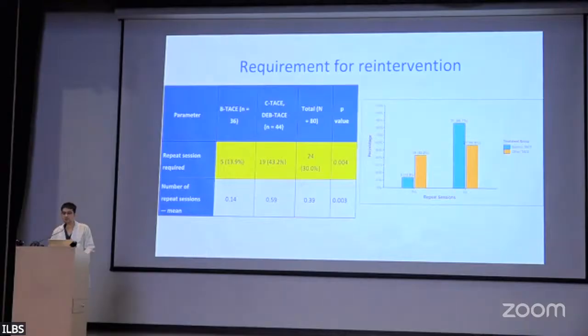Requirement of reintervention in the form of TACE or ablation for the target lesion was required in 13.9% of patients of the balloon TACE group, while in the CTACE DEB-TACE group, it was required in 43% of patients, which was statistically significant.